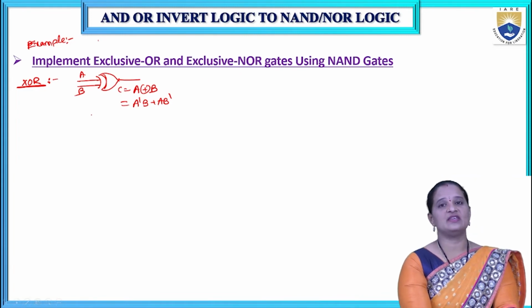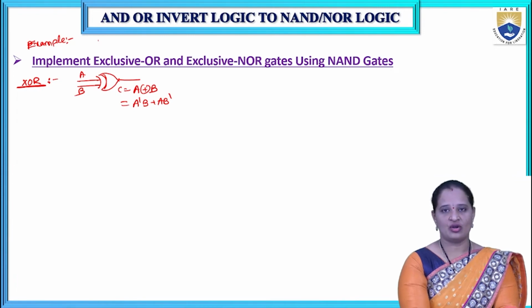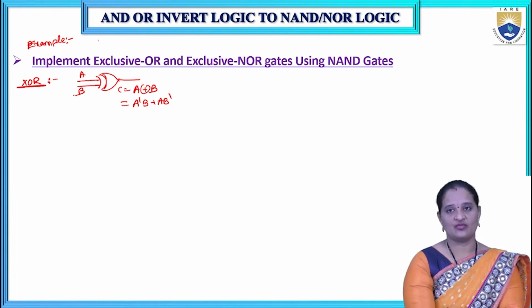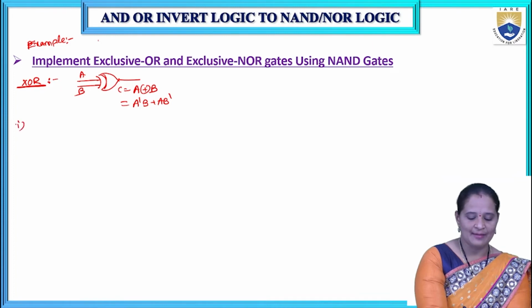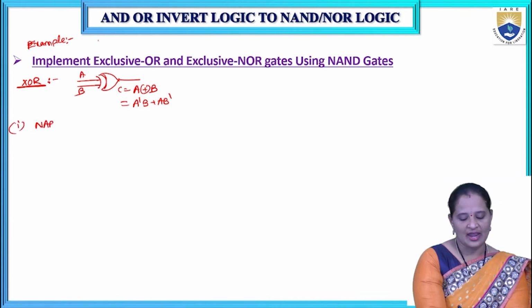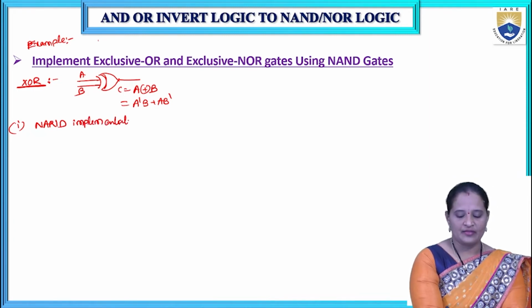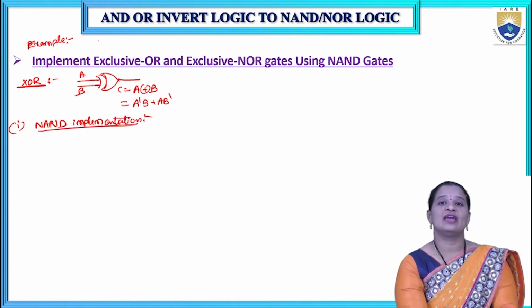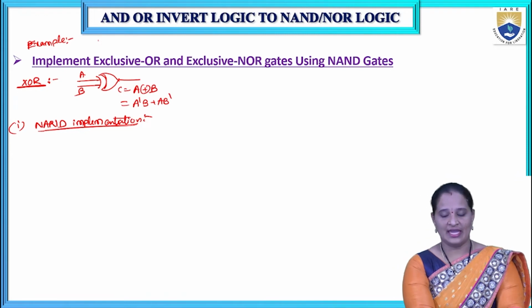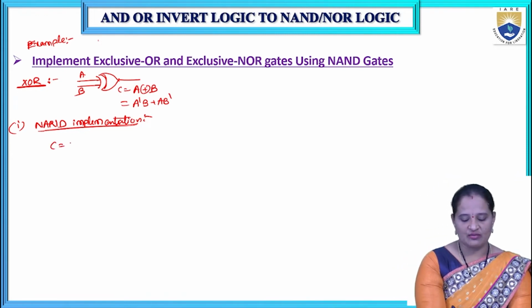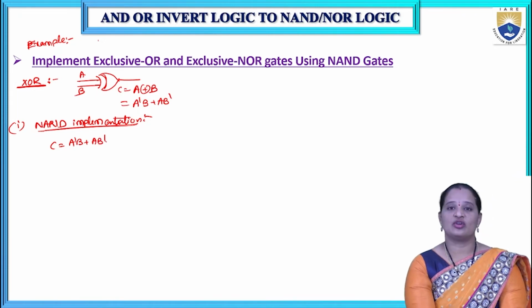Coming to the XNOR, or else, first let us see the exclusive OR gate implementation using NAND and NOR logic. So here this is my exclusive OR gate. First, I am implementing this using NAND implementation. In NAND implementation, what is the first step? The first step is to draw the logic circuit using AND, OR and NOT gates. So here C equals A bar B plus A B bar. This is my XOR gate Boolean expression.